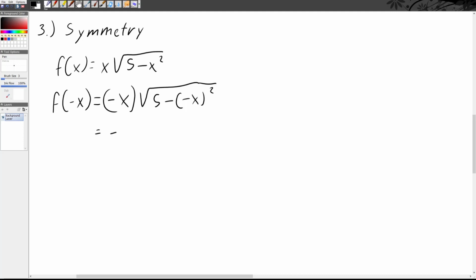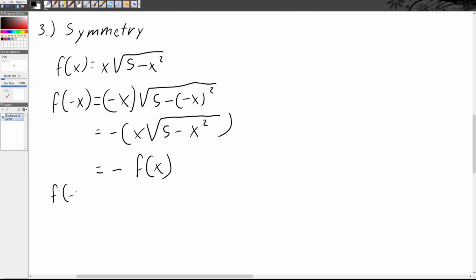Well, this turned out to be negative x times the square root of 5 minus x squared, which is just the negative of the function f of x. And keep in mind, when f of negative x is equal to negative f of x, this is an odd function, meaning reflection about the origin.